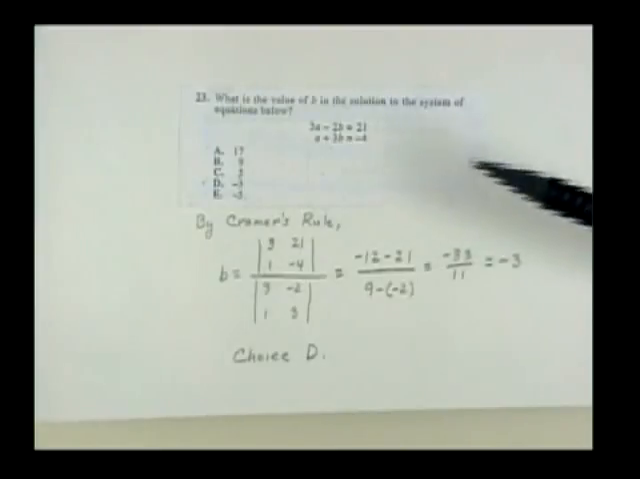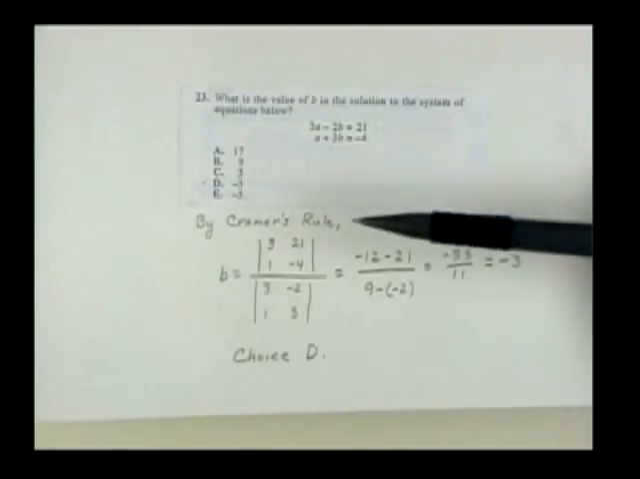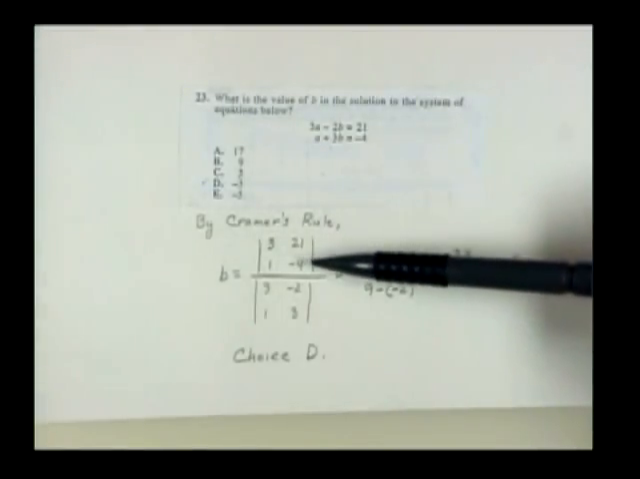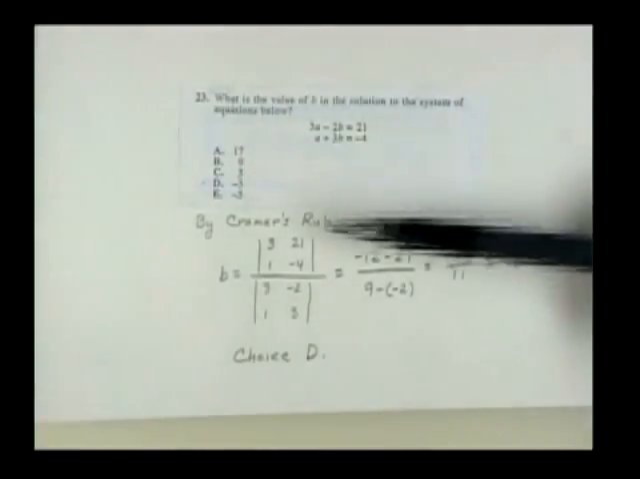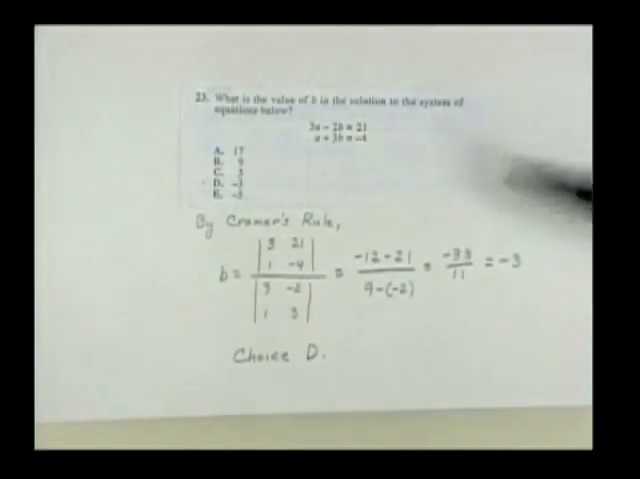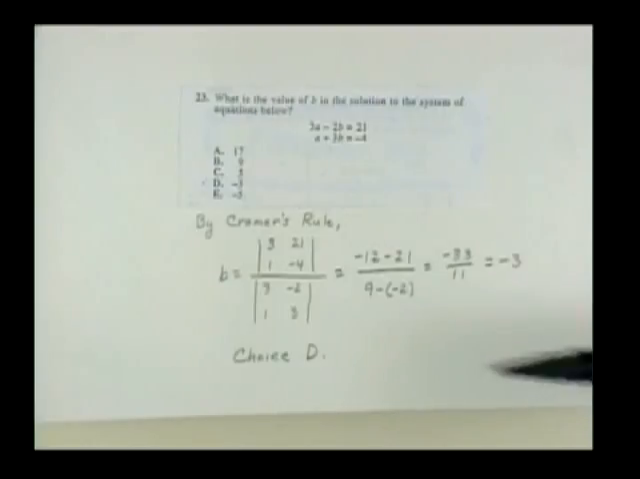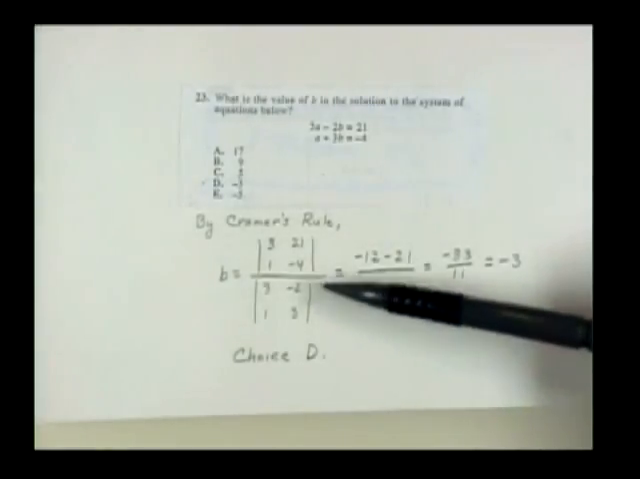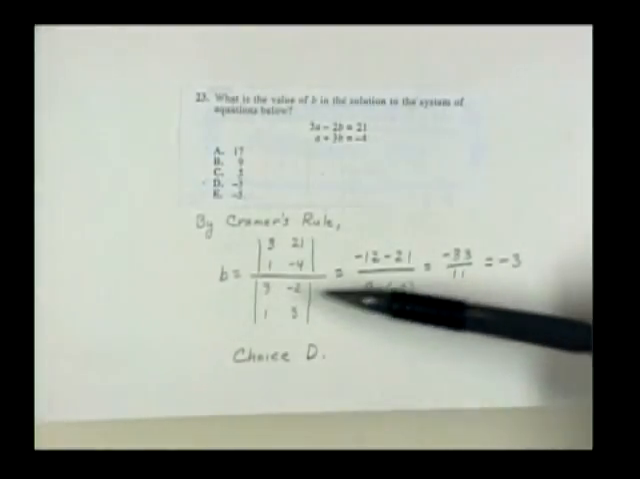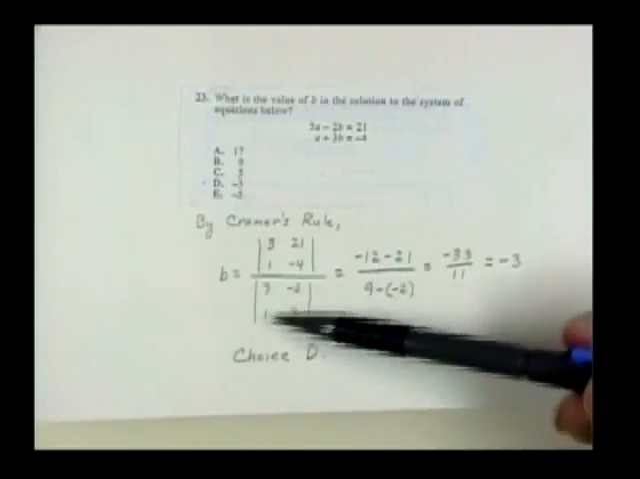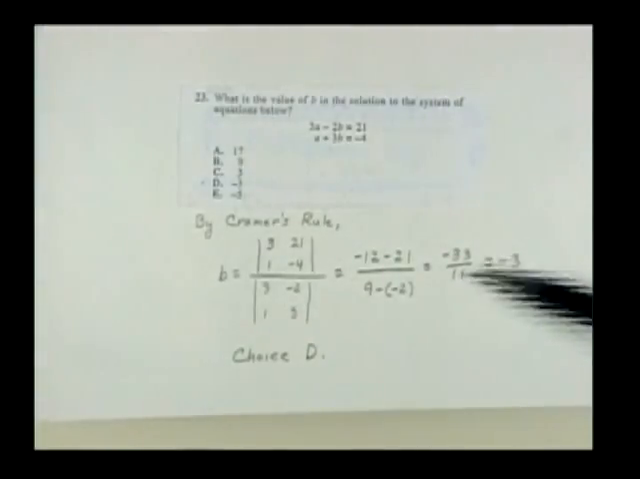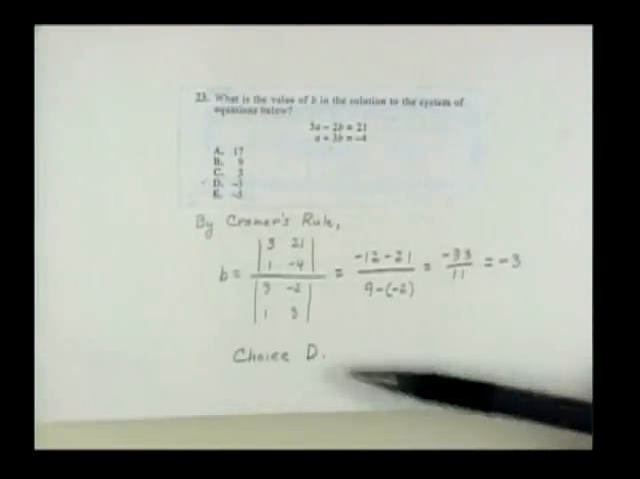To evaluate the determinant, you crisscross: the product of 3 and -4 minus the product of 21 and 1. That becomes -33. The same is true of the denominator: 3 times 3 becomes 9, and you subtract the product of -2 and 1. That becomes 11, and the quotient becomes -3. Choice D.